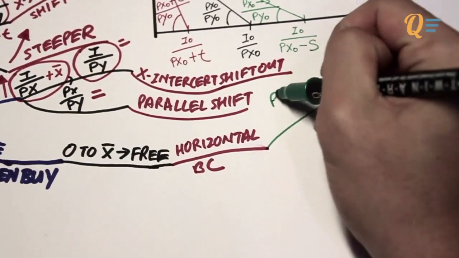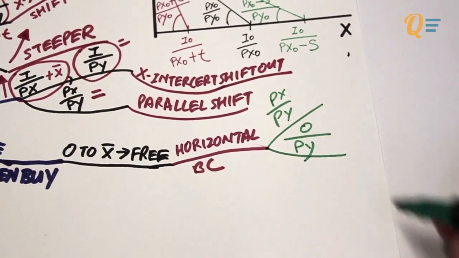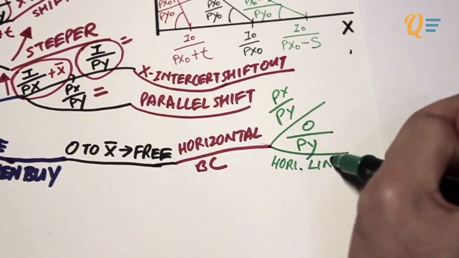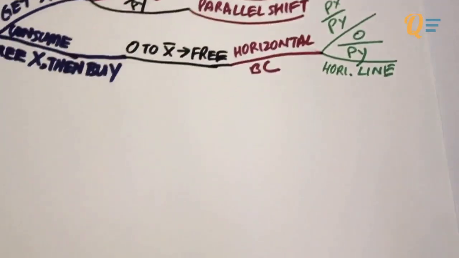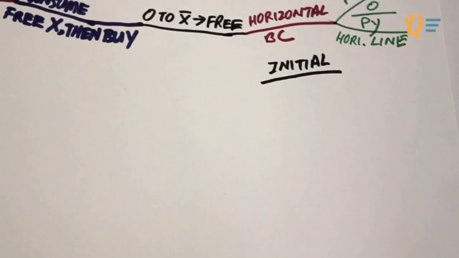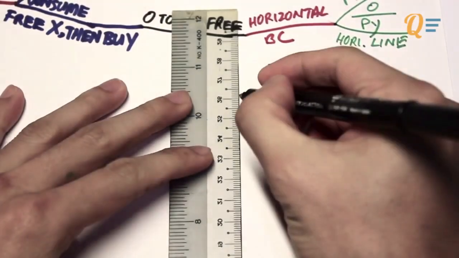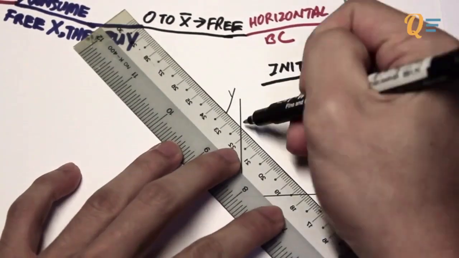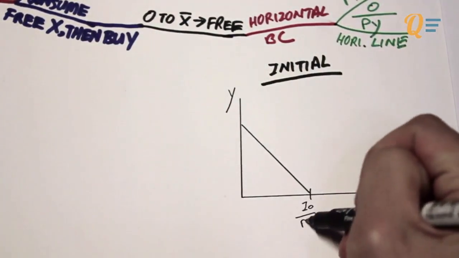Let me explain why this is the case. If you take a look at the price ratio, you'll notice that it is actually 0 over Py because the price of X is 0 for that amount. Therefore, what you see is that this is a horizontal line. Basic maths just explains it. A line with a gradient of 0 is basically just a horizontal line. So let's take a look at how this would look on the graph.